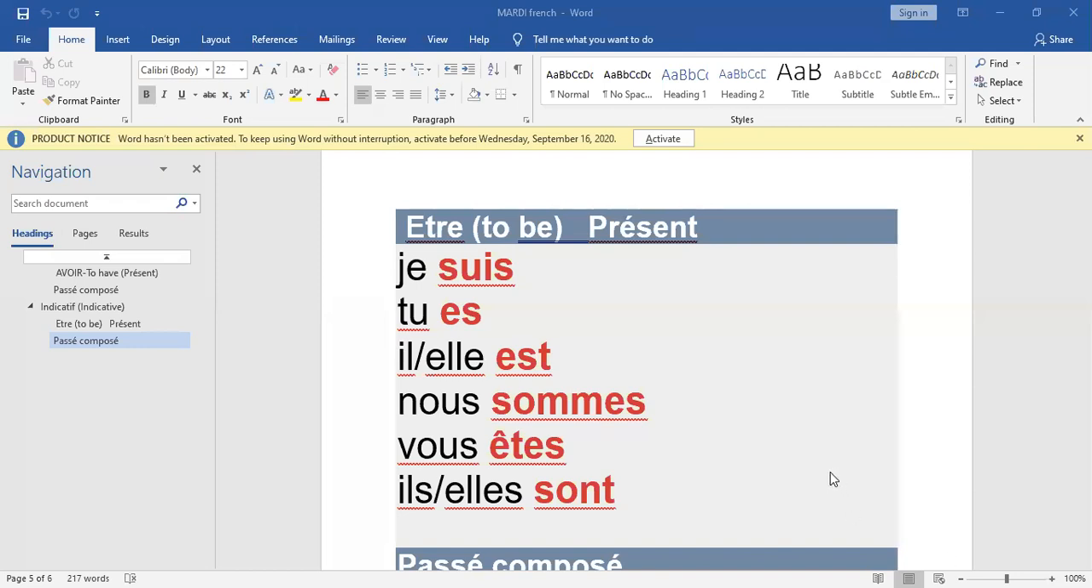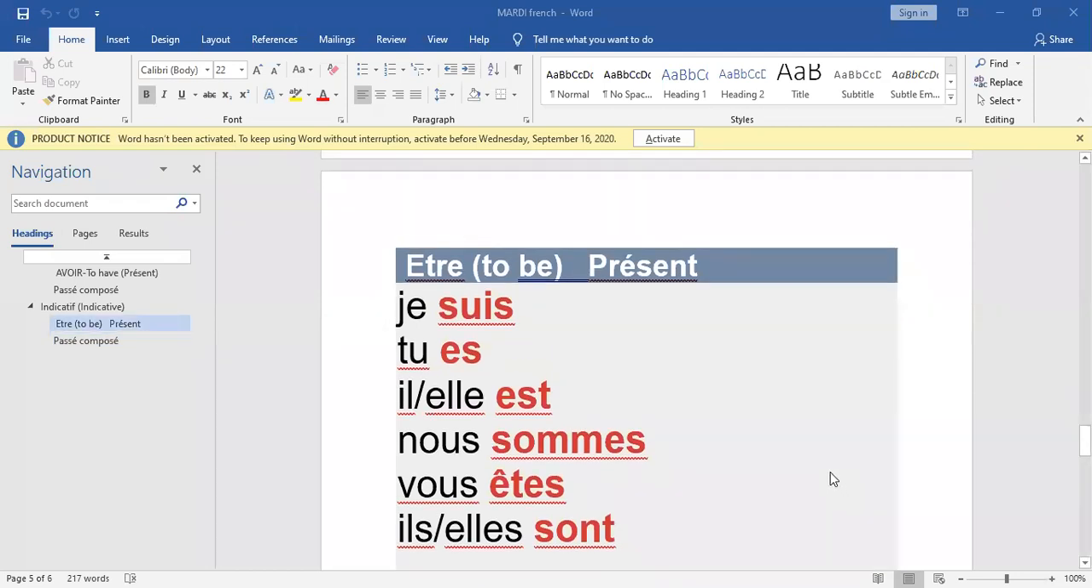If you have finished copying this, let me kindly explain. Je suis means what? I am. Tu es, you are. Il, elle est. He or she is. Nous sommes, we are. Vous êtes, you are. Ils, elles sont, they are.